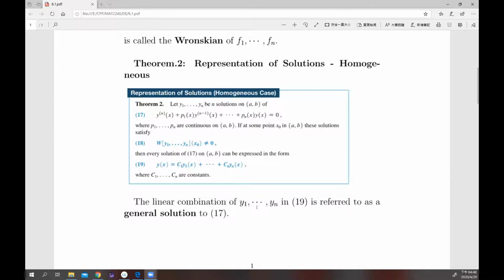The linear combination of y1 to yn in equation 19 is referred to as the general solution to this differential equation. Now, keep in mind that we are only working with the homogeneous case, which means the right-hand side of the differential equation is 0. Remember the homogeneous case. Later on, we will look at the non-homogeneous case, meaning when we have non-zero terms on the right.